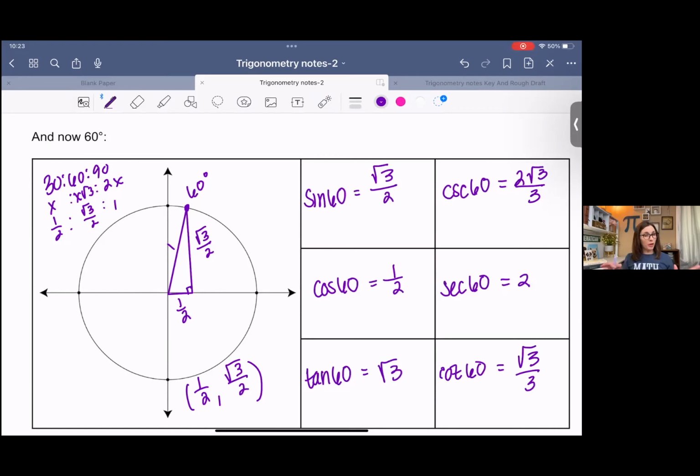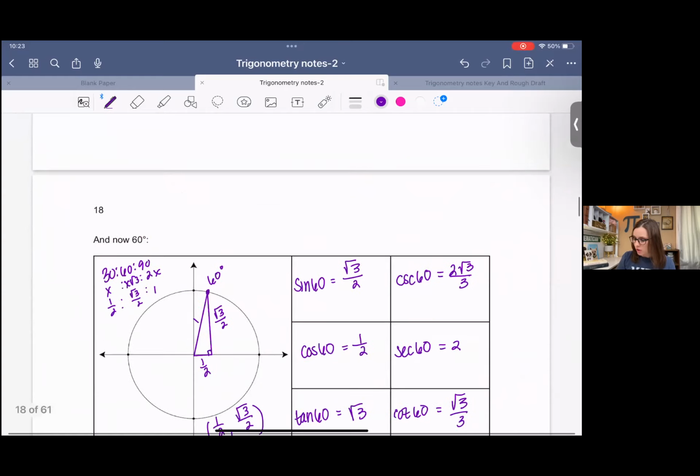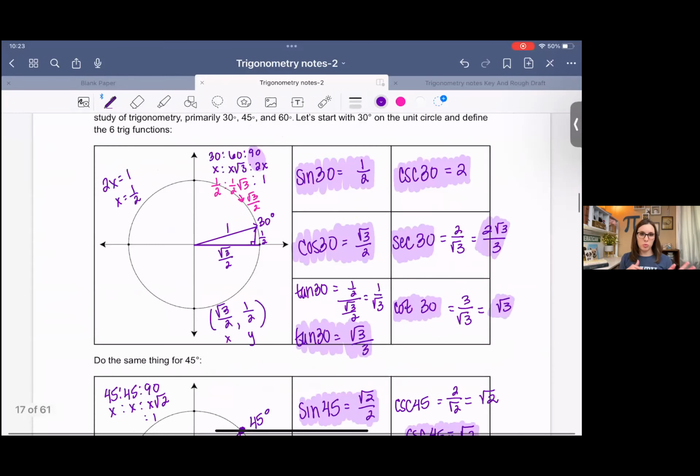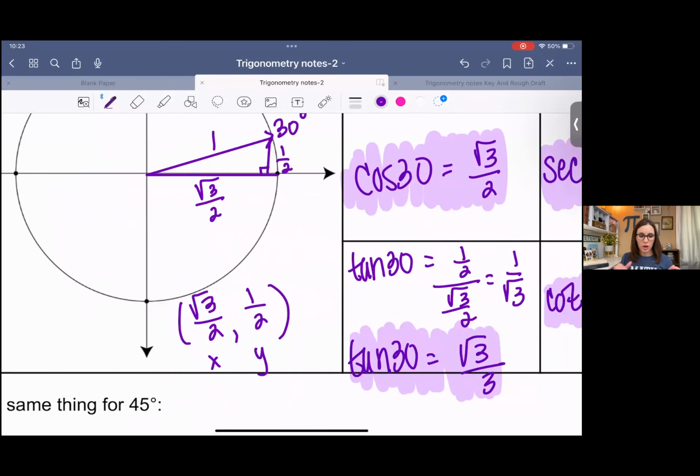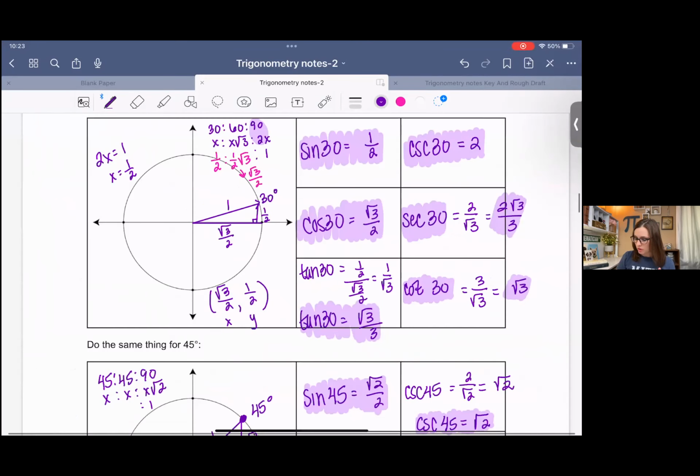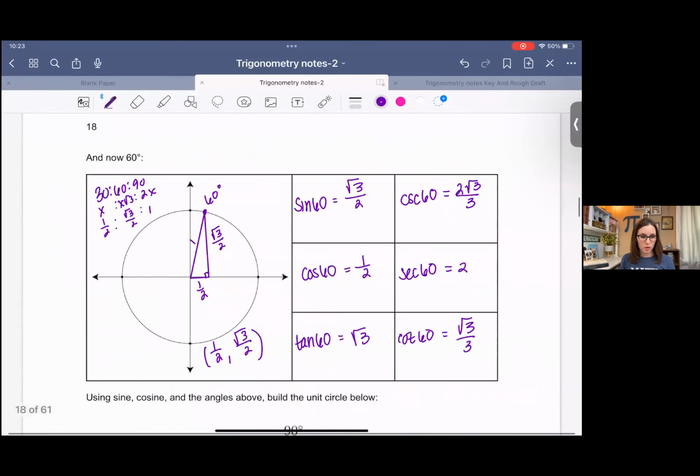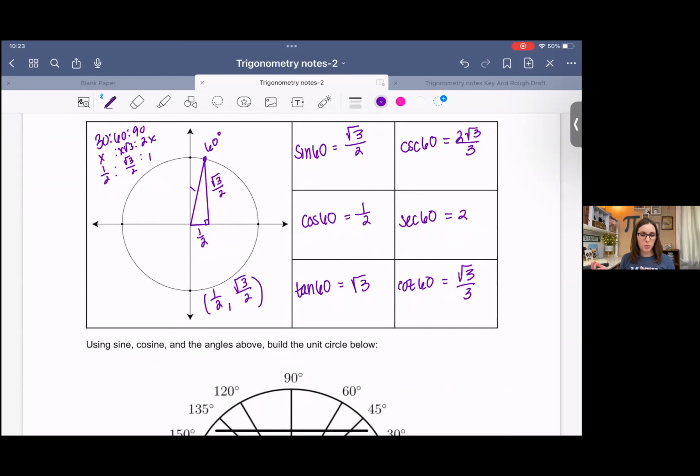As you work, you might recognize some of these values, or you should recognize these values from the 30-degree angle. Basically, we just switch some stuff around because of where the sides are, or the x and y coordinate. If you remember with the 30-degree angle, the x coordinate was root 3 over 2. And now with the 60-degree angle, it's the y coordinate that's root 3 over 2. And so that's why your trig functions are going to be switched a little bit.